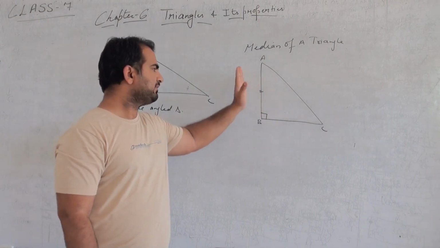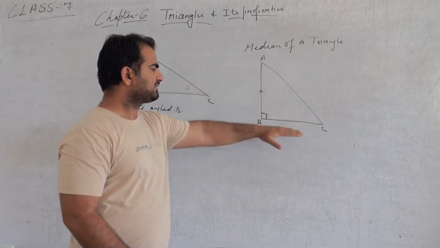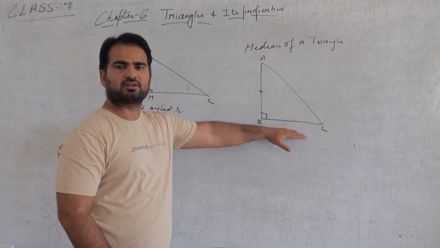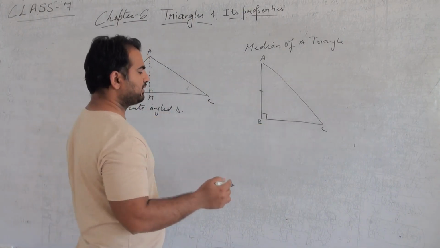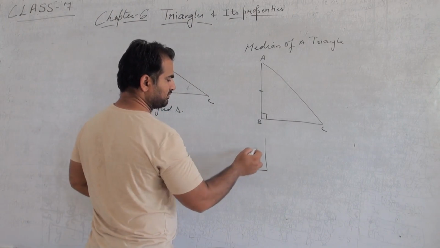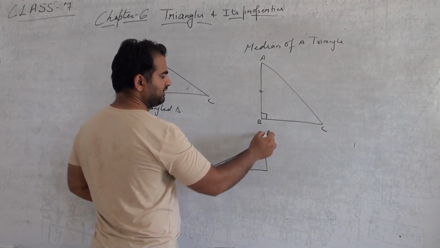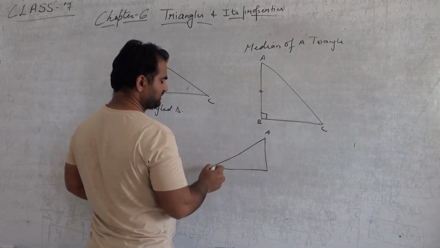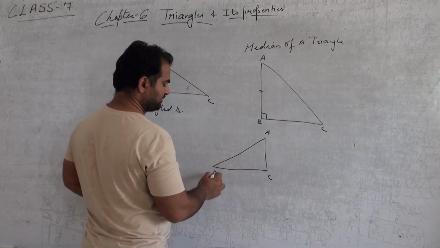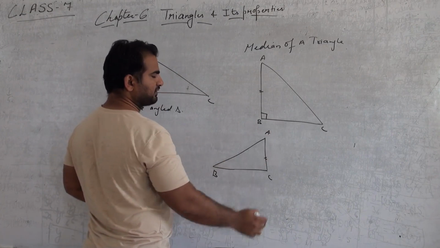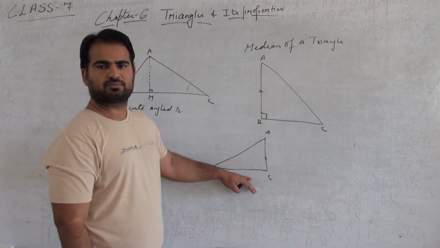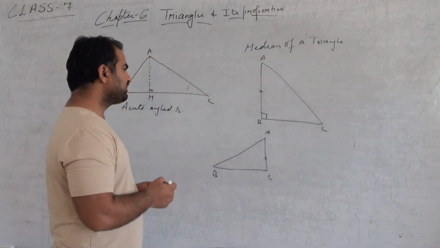So in a right angle triangle, one side is the height of the triangle. If we take this as the base, then this will be the height of the triangle, like if we had drawn it like this. This is A, this is C, and this is B. So this will be the height of the triangle if this is the base.